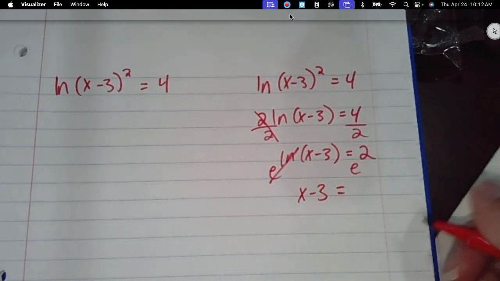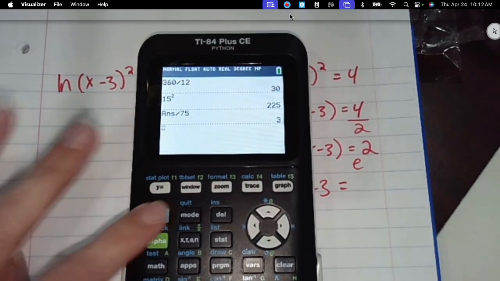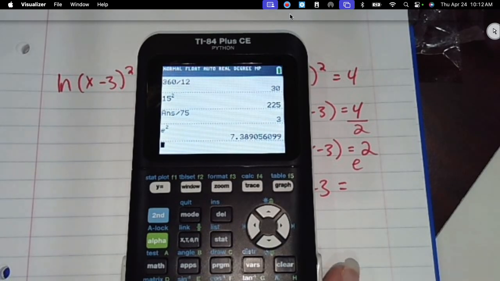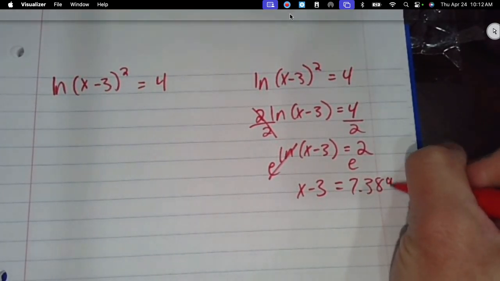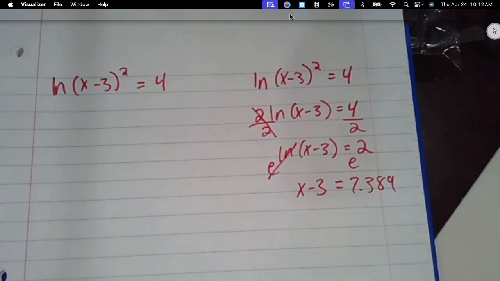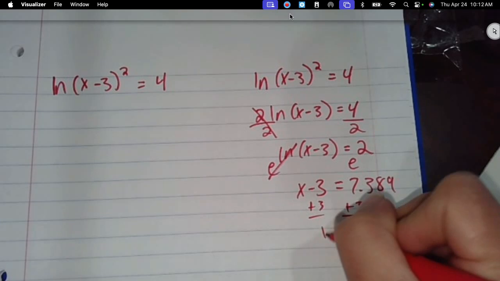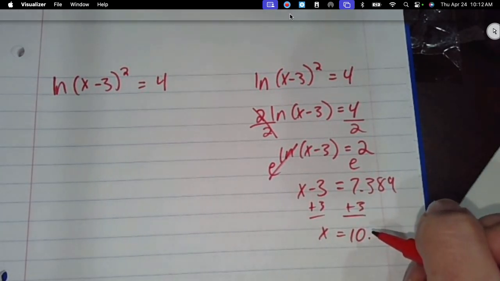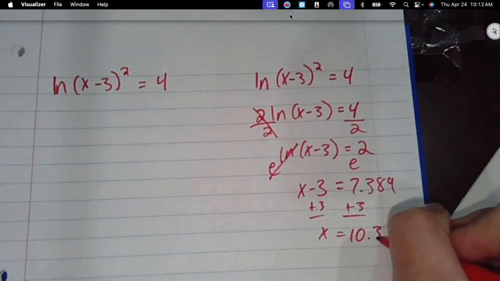What in the world is E squared? I don't know. Let me just type it in. 7.38. It's 7.389. I'll just write that. Then what do I do? How do I solve for x? Add 3. So I'm guessing I get 10.389. But what do they want me to round to? 3. All right, I'll just put 389.